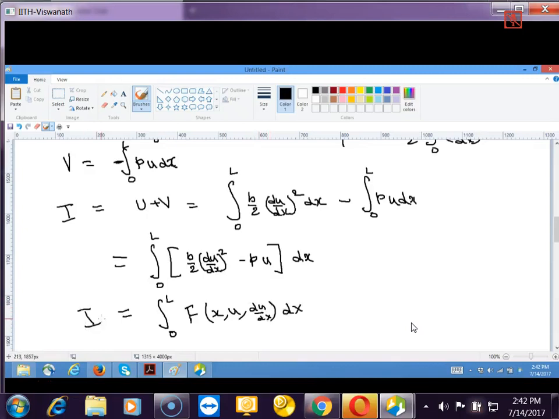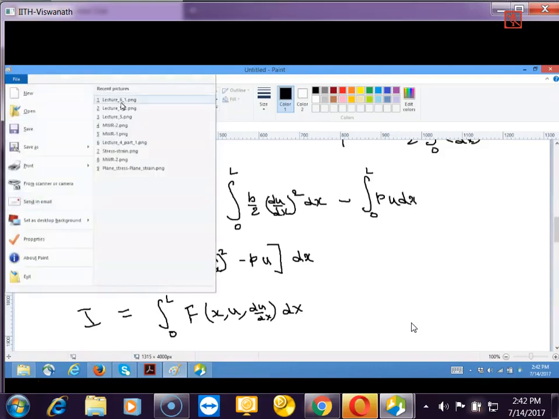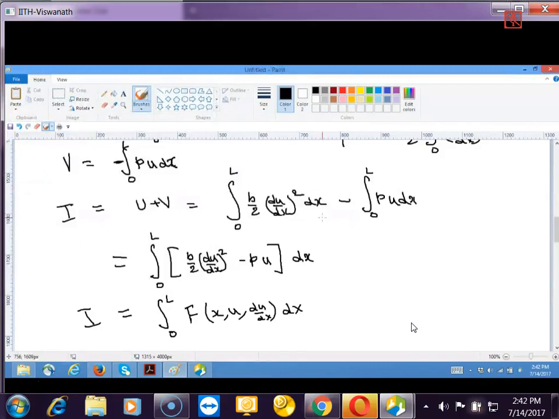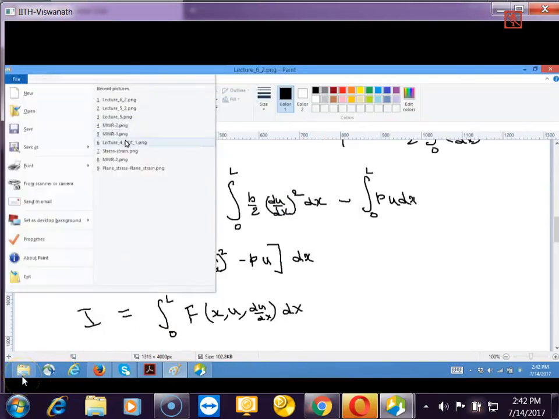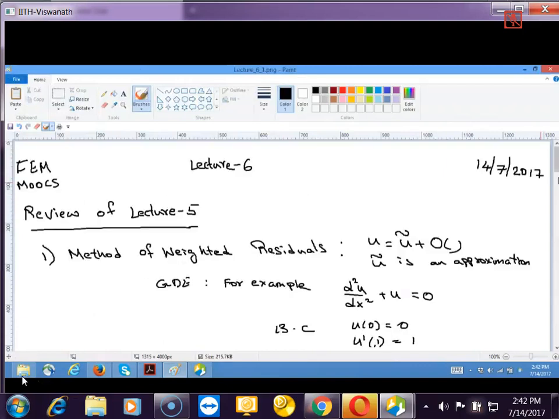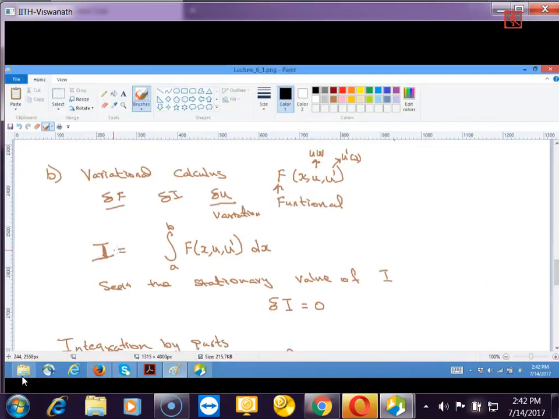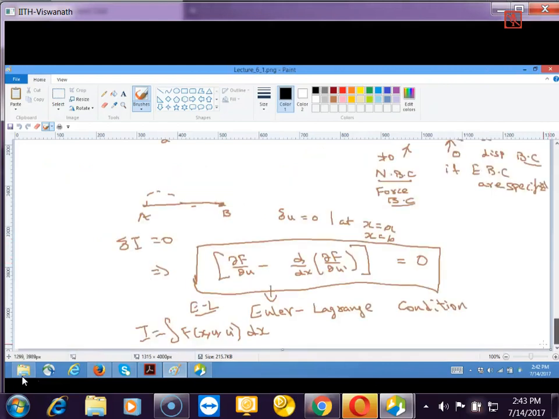Now let's go back and check. If we have a functional I, potential functional I, such that it is of this form, the stationary condition is obtained if it satisfies the Euler-Lagrange equation, right? This is our condition. So what is the Euler-Lagrange condition? Dou f by dou u minus d by dx dou f by dou u dash, d by dx is equal to 0. That is as simple as that.